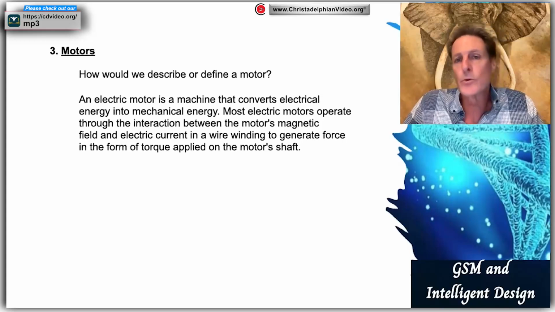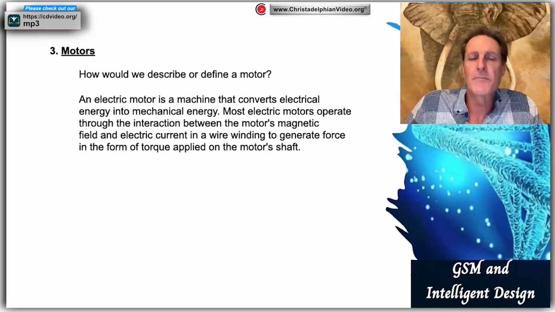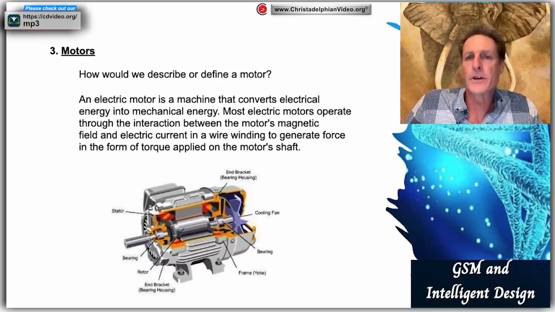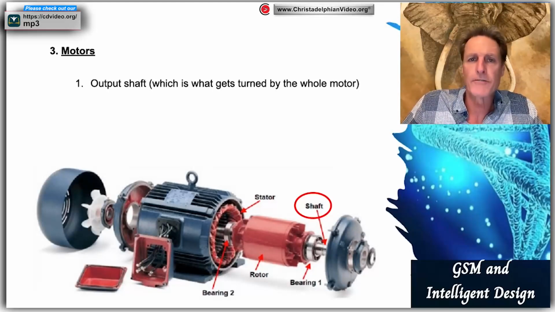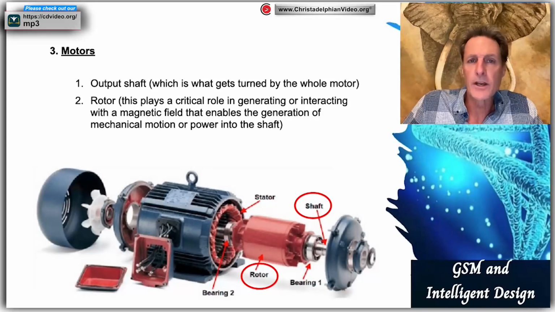So if you have a swimming pool or electrical appliance, you might find something similar to this inside. Now, this is a cutaway of a motor showing some of the internal parts. And here we have extracted out the parts of a motor. From this we can clearly see three parts I want to just highlight. Firstly, the output shaft, which is what gets turned by the whole motor. Secondly, the rotor. This plays a critical role in generating or interacting with a magnetic field that enables the generation of mechanical motion or power into the shaft.